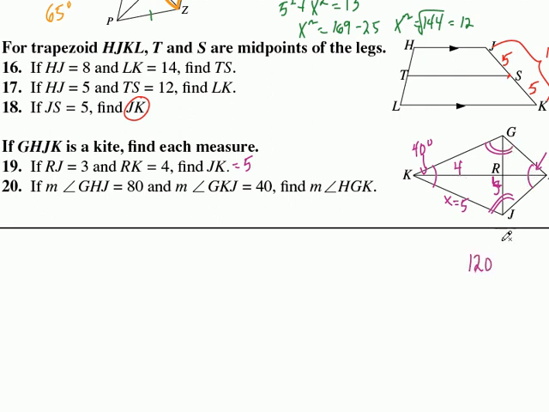So what do all 4 of those big angles add up to be? 360. So 360 minus 120 is 240. But are these angles 240? No, they're both exactly the same. So what do you do with that? Divided by 2, and it's 120. So that angle right there is 120. That's it. HGK. Yep, that's the right one.